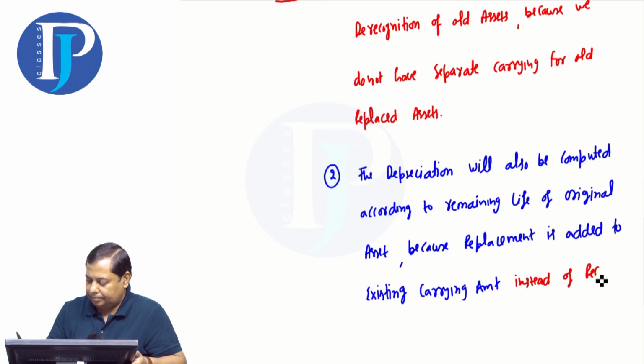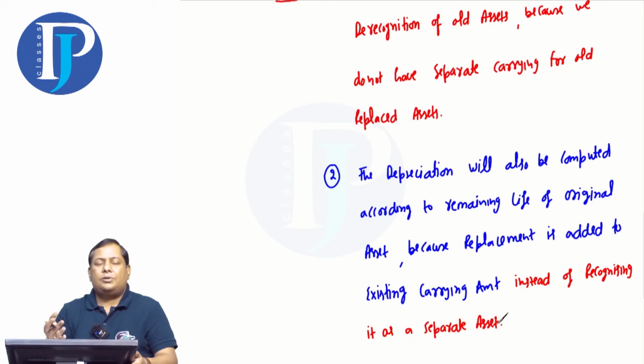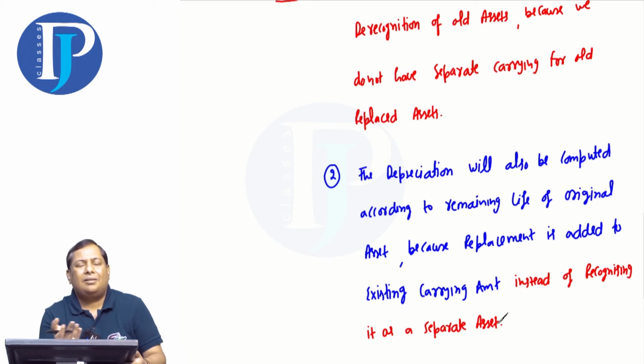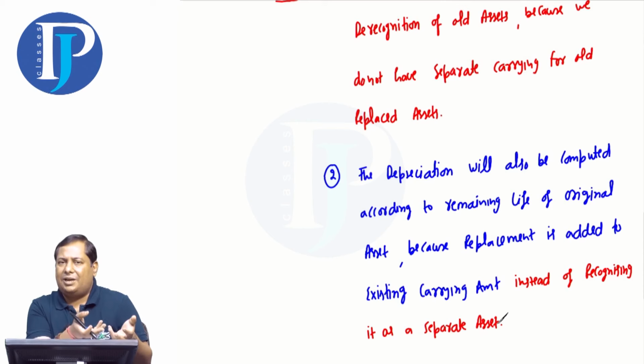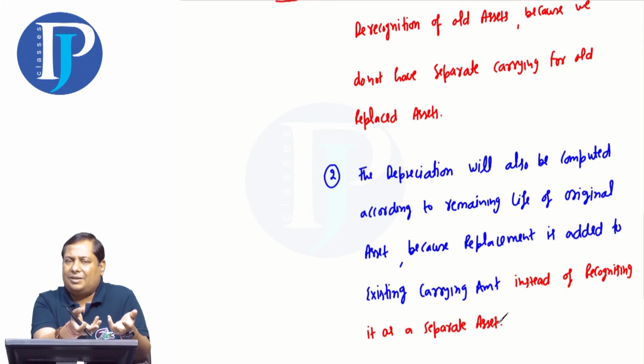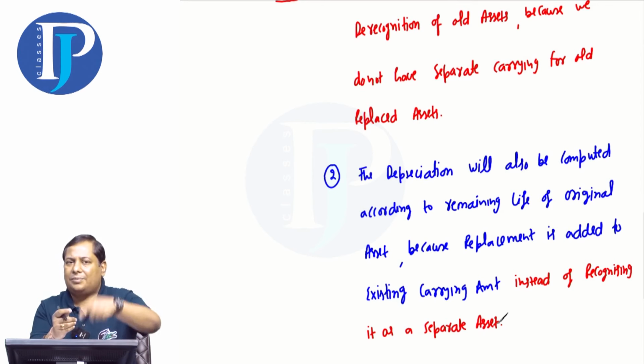Instead of recognizing it, we won't consider this a separate asset. In the previous class, we considered the new asset as a separate asset, and took a separate life for it. Here we add to the existing carrying amount and deduct from the existing amount, and the column is not separate. So life will continue as it was, right?